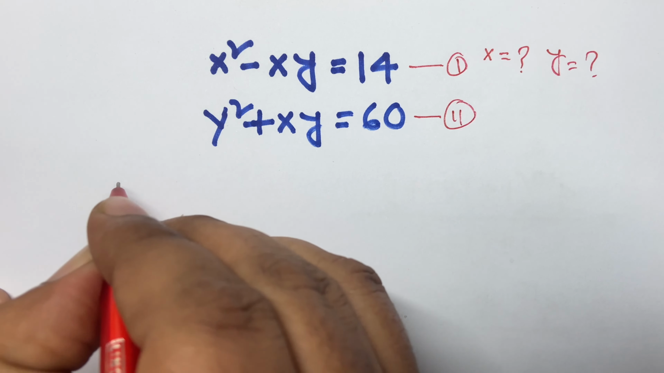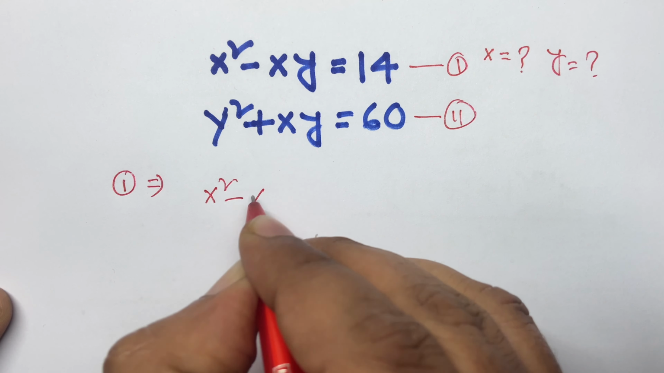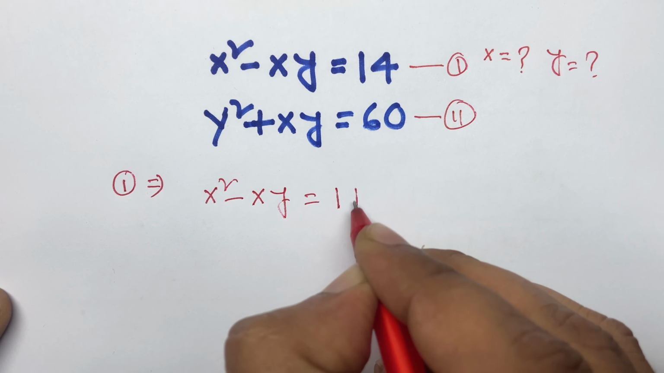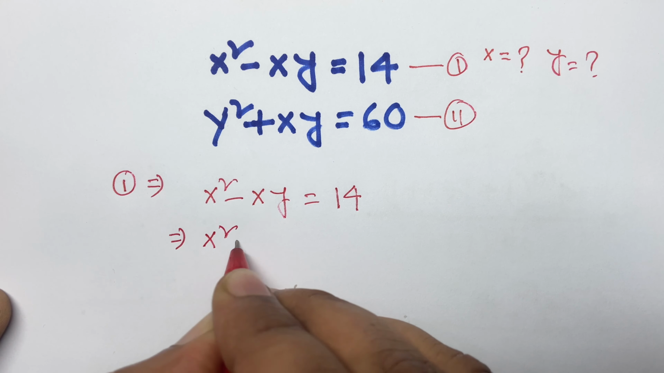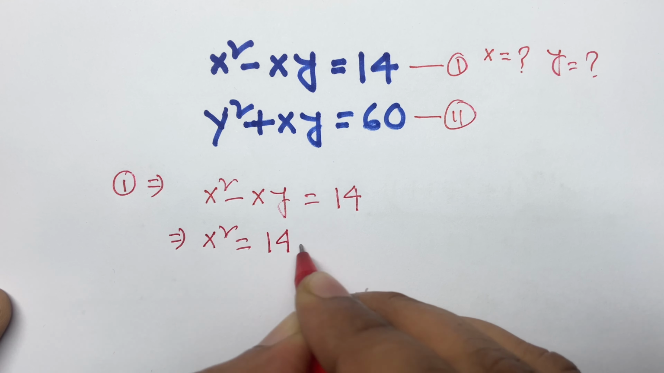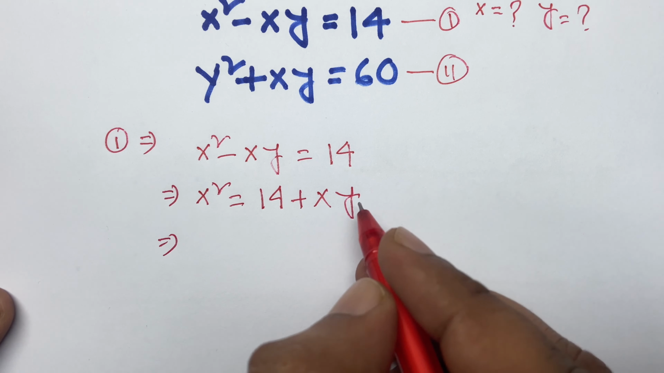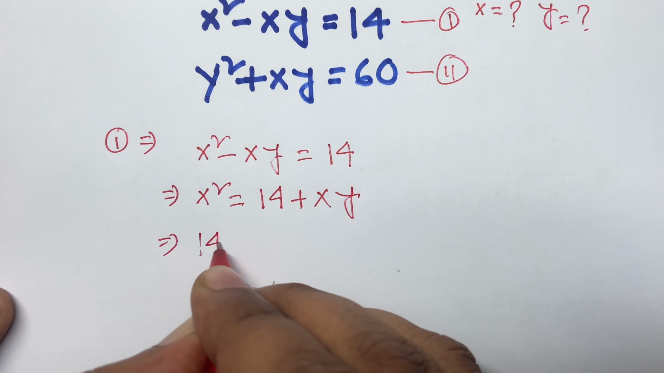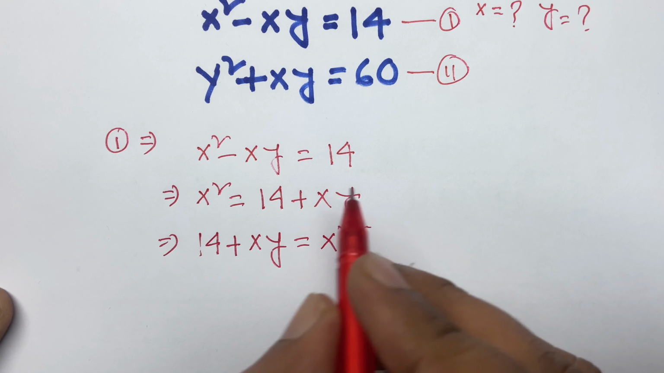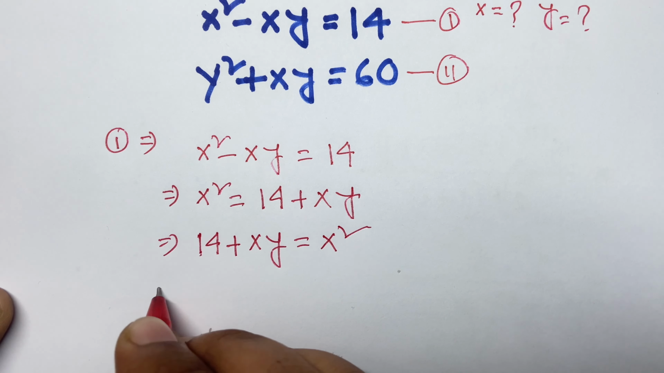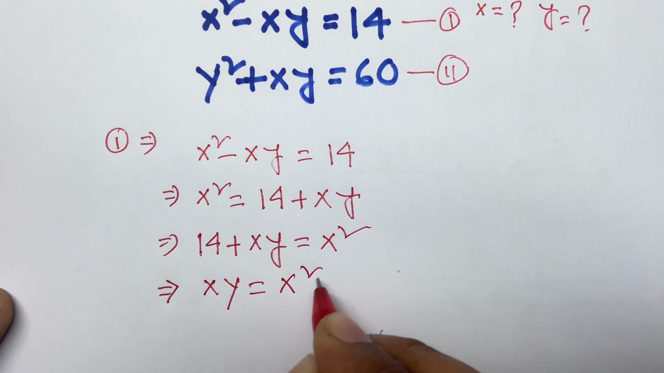First of all, the first equation is x square minus xy equal to 14. Now I can say x square equal to 14 plus xy. Now I can say easily 14 plus xy equal to x square. I just change the place. Now xy equal to x square minus 14.